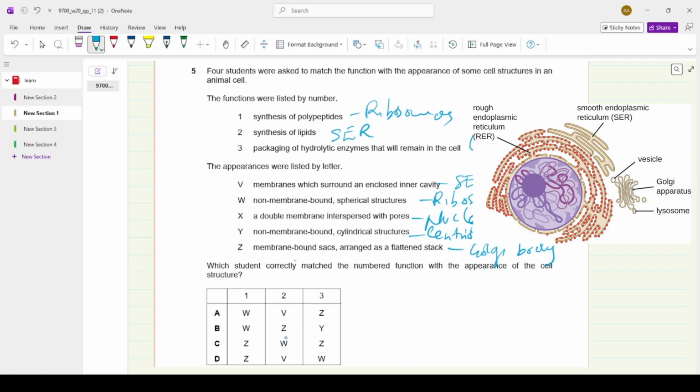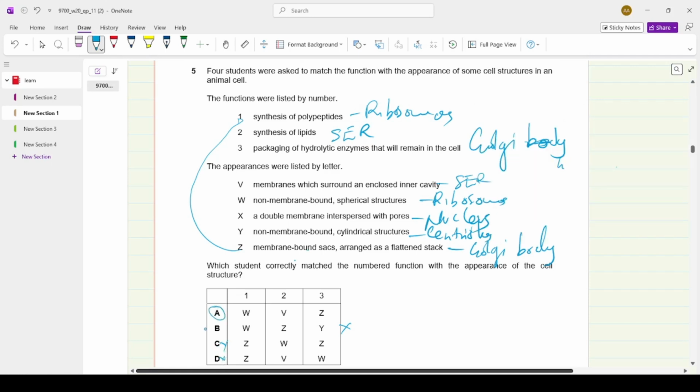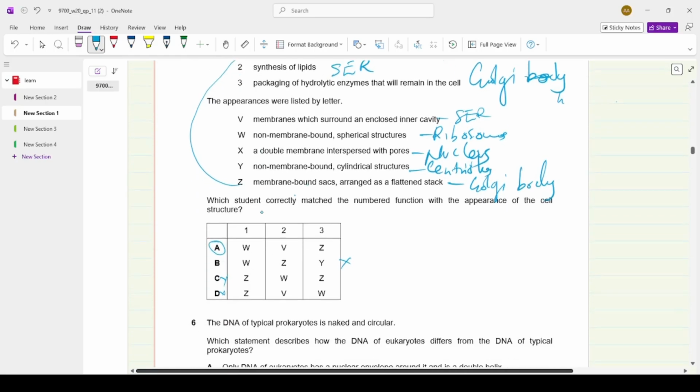When we check on B, there is Z, which is membrane bound sacs arranged as flattened stack. They don't match, so we can eliminate B. And then C and D can also be eliminated given that they are saying 1, synthesis of prepeptides, with Z, that is Golgi body. They surely don't match, so we can eliminate C and D, and then we are left with the best option as A, if you go through it critically.